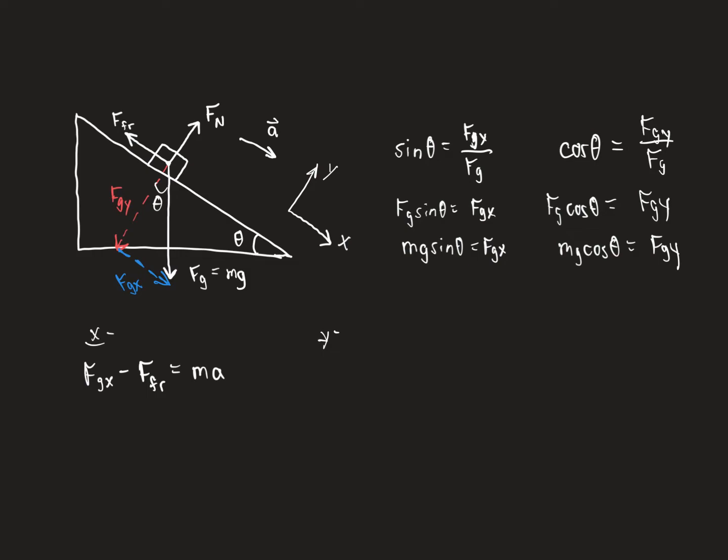Okay. FGX. What is FGX going to be? Mg sine theta. So we're just going to plug that in: M times G times sine of theta, minus the force of friction. In simple friction, what is the force of friction equation? Normal force times coefficient of friction. Mu, the coefficient of friction, times the normal force. Which mu is this? Mu k times the normal force equals ma.